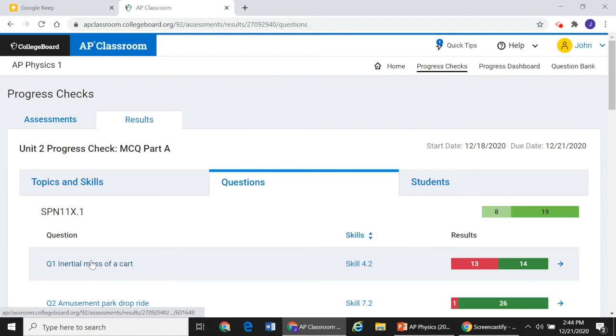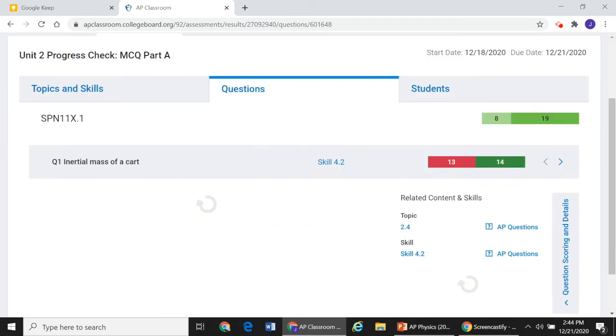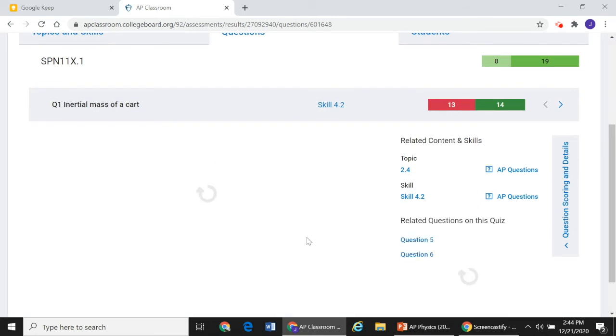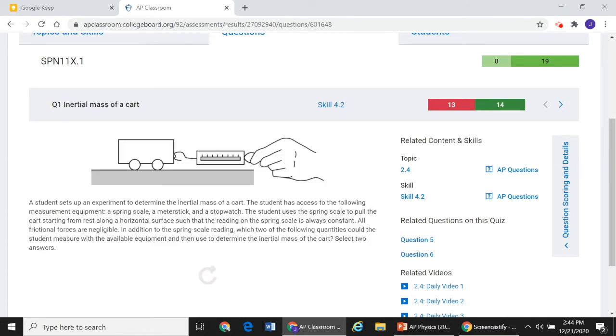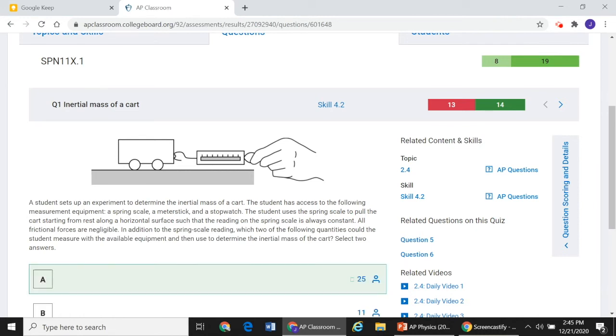So the first one is question number 1. I think the order was different for all of you, but it says "Inertial mass of a cart" as the title. This question says, a student sets up an experiment to determine the inertial mass of a cart. The student has access to the following measurement equipment: a spring scale, a meter stick, and a stopwatch. The student uses the spring scale to pull the cart starting from rest along a horizontal surface such that the reading on the spring scale is always constant. All frictional forces are negligible.